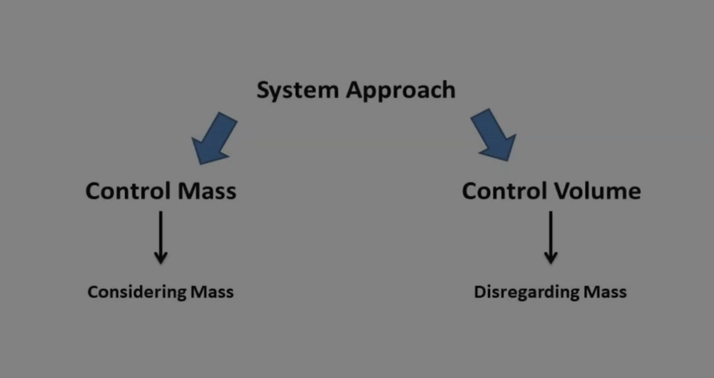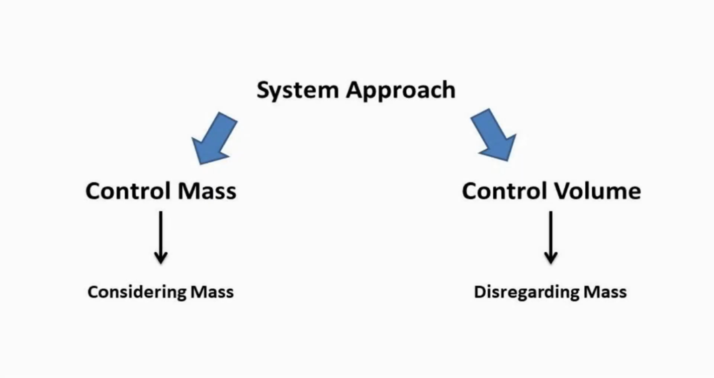The system approach has two approaches. One is control mass and another one is control volume. In the control mass approach, we are going to consider mass, and in the control volume approach, we are going to disregard mass. So let's understand them one by one. First is the control mass system and another one is the control volume system.